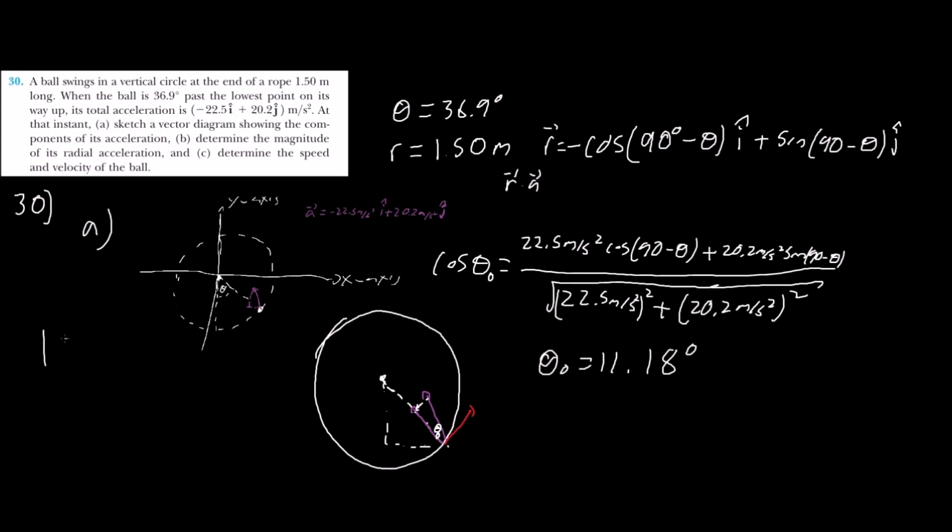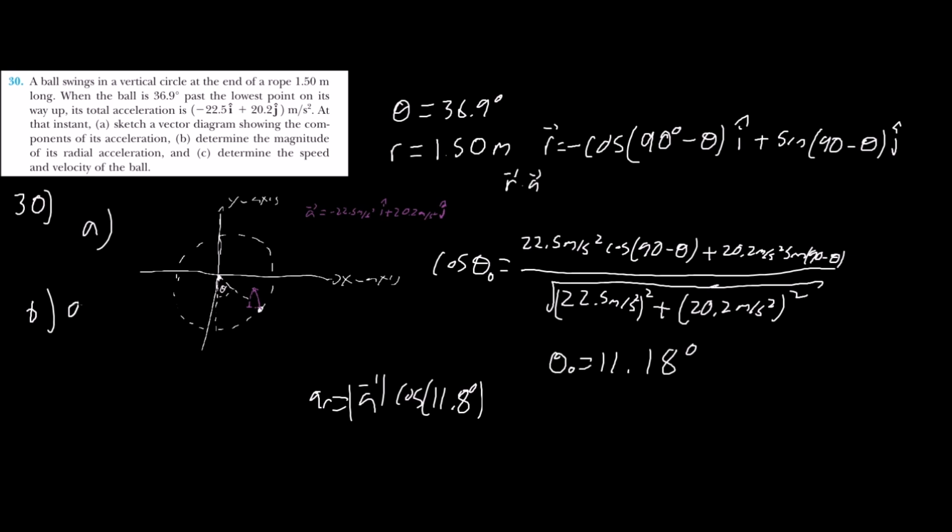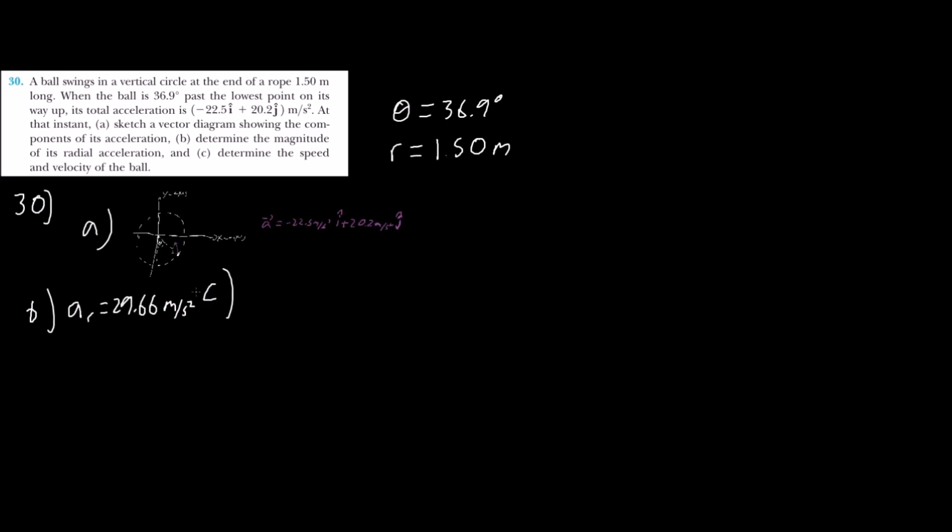So that means we're going to take the magnitude of A times cosine of 11.18 degrees, whatever that is, and that's going to give us the A radial that it's asking for. So the A radial is going to be 29.66 meters per second squared. All right, so that was part B. Notice that it was a bit involved, and I just figured out that it's really just a dot product. I kind of got the angle and took the magnitude, but you don't really have to do that. Just take the dot product and you're done.